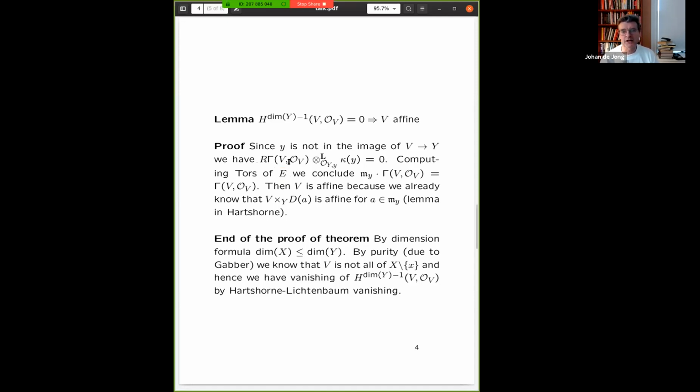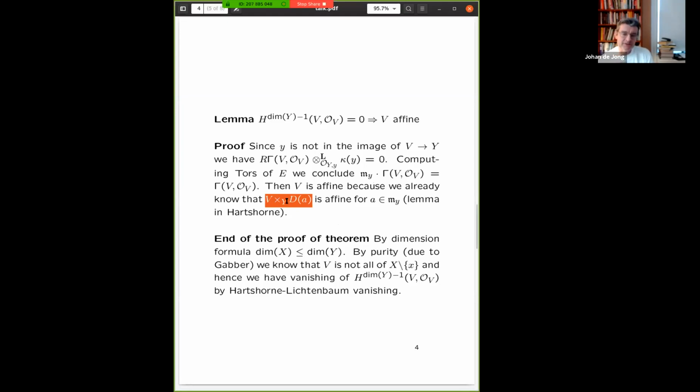And so if you then work out what this means, this vanishing of this derived tensor product, you're going to end up getting that this ring tensor with the residue field is zero, and therefore the maximal ideal of Y times this ring is the whole ring. So you can write one in Γ(V, O_V) as a linear combination of coordinates from downstairs times functions on V. Okay, but then V has to be affine because we already know by this induction thing again that the complement is affine. So when I take away the little x, I already know that the assumption is true.